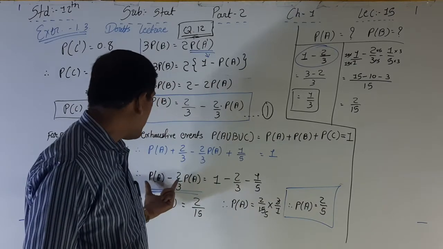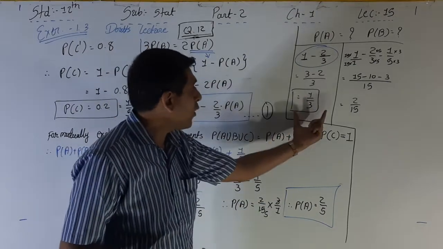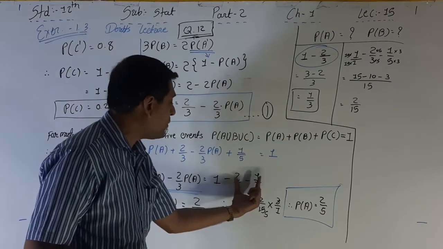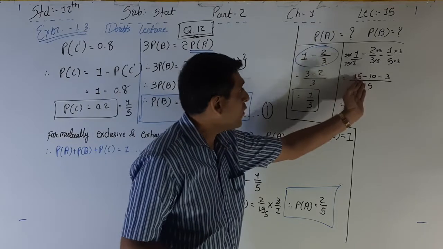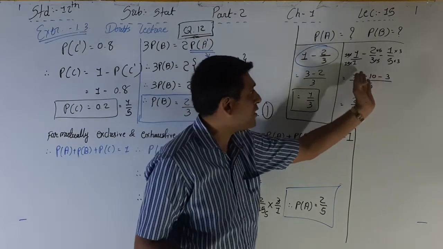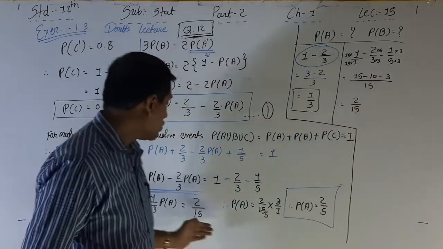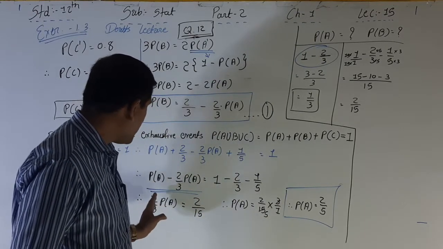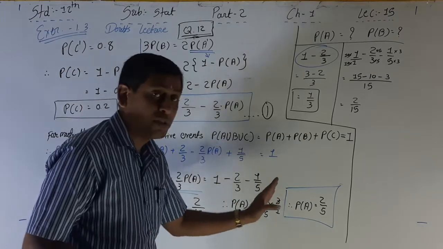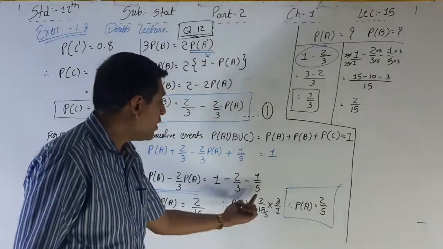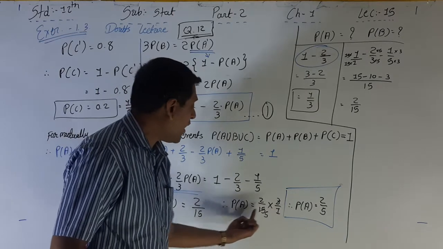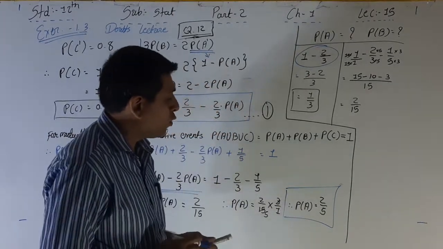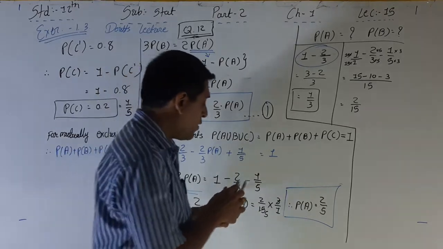Simplification of 1 minus 2/3 is 1/3, so 1/3 P(A). And the simplification of 1 minus 2/3 minus 1/5 is (15 minus 10 minus 3)/15, where 15 is your LCM, so 2/15. So here we have 2/15 equal to 1/3 P(A). This is a multiplication, that's why we have to transfer it to the opposite side and it will become a reciprocal. 2/15 into 3/1, so the final answer is P(A) is equal to 2/5.